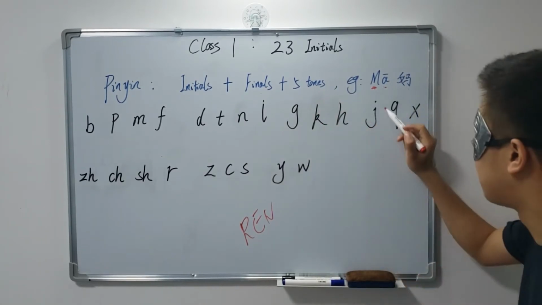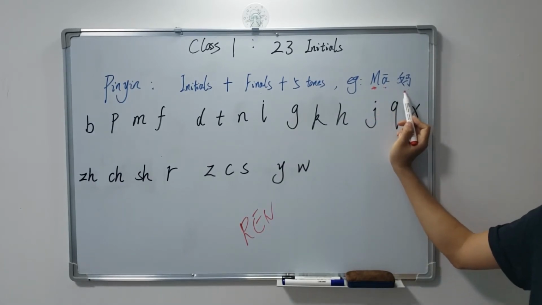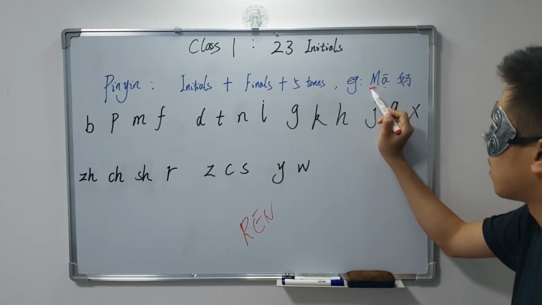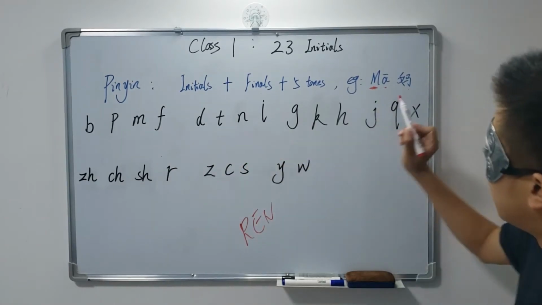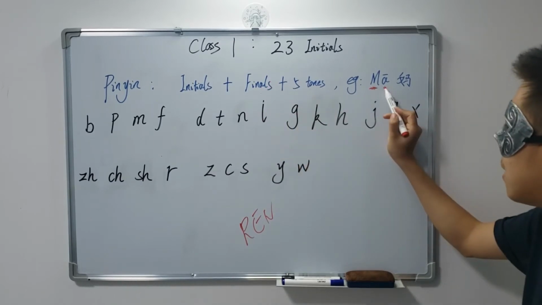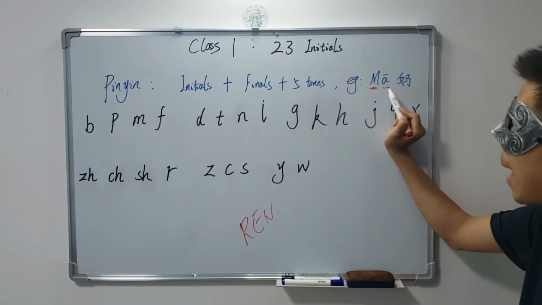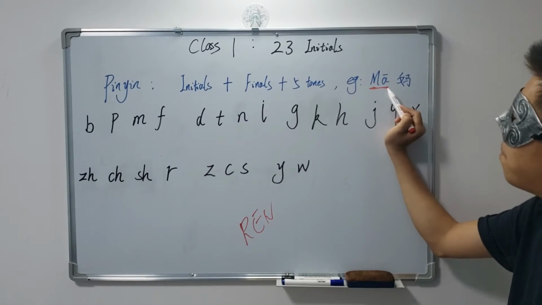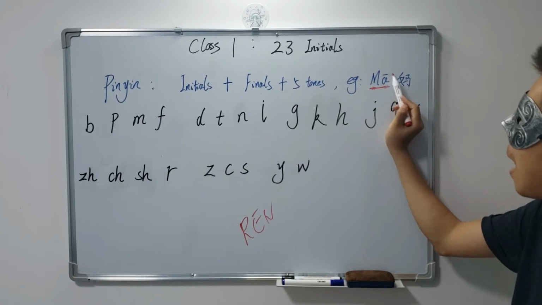So for example, like ma, this Chinese character ma, it means mother. Its pinyin: the first part is the initial m, today we are going to learn it. The a is one of the finals. The a, this is the tone, the first tone. So it's m, a, ma. The first tone.